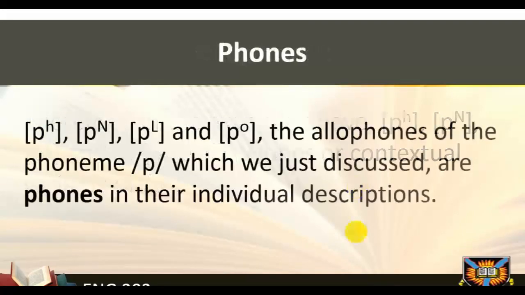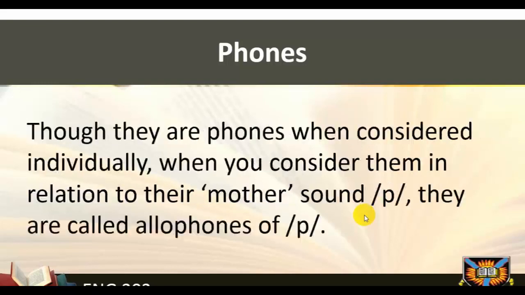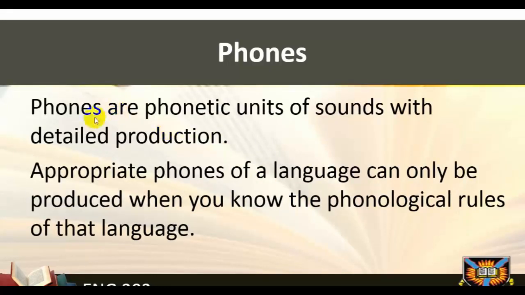Phones: PH, PN, PL, and PO. The allophones of the phoneme P, which we just discussed, are phones in their individual descriptions, though they are phones when considered individually. When you consider them in relation to their mother sound P, they are called allophones of P. What are phones then? Phones are phonetic units of sounds with detailed production.